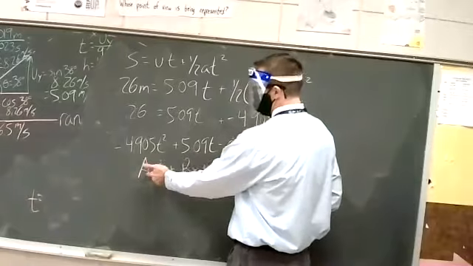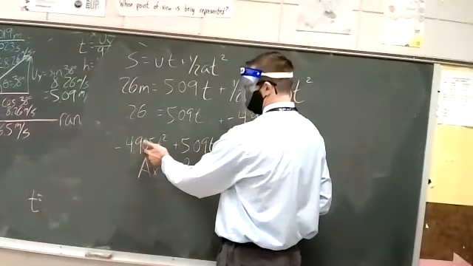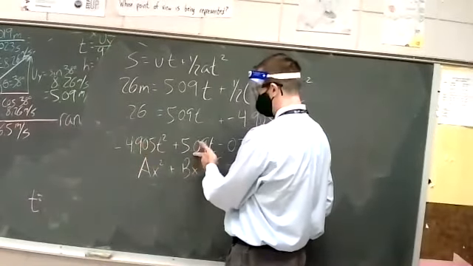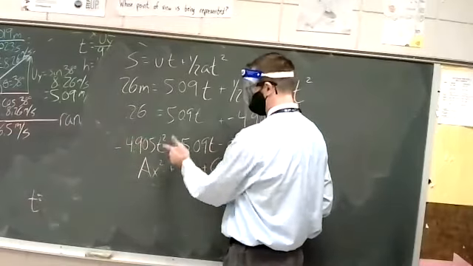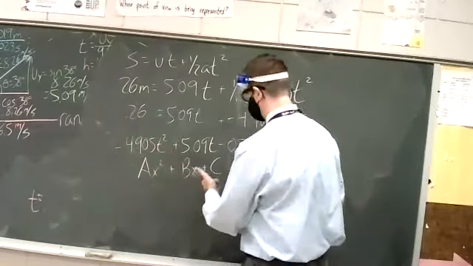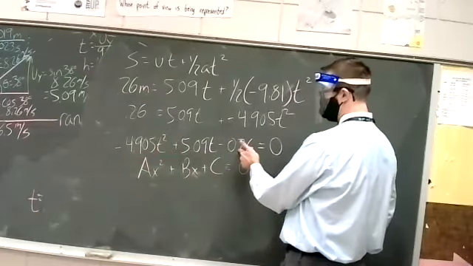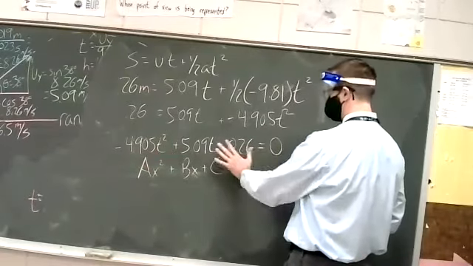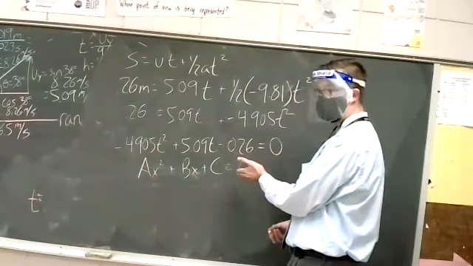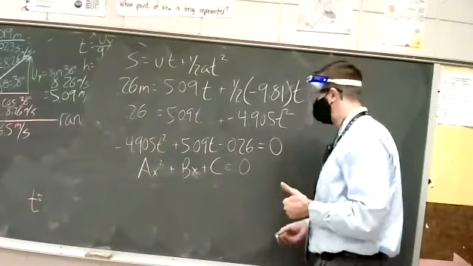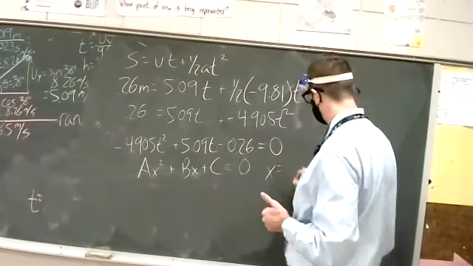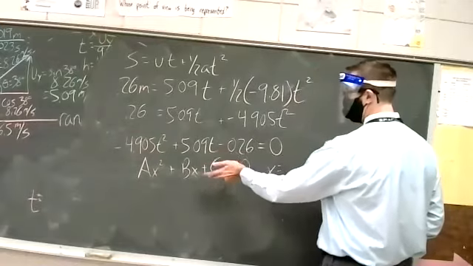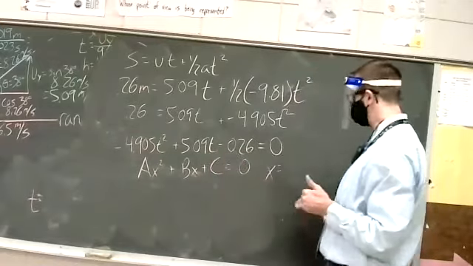So for us, we've got a is this negative 4.905. B is this coefficient 5.09. T is like the x we're solving for. Remember, x is the unknown. And then our constant is the displacement, negative 0.6. So I forced it into what was a standard form of a quadratic equation. Why standard form? Because again, brilliant mathematicians have said, if you got something like this, here's how you figure out what x is.